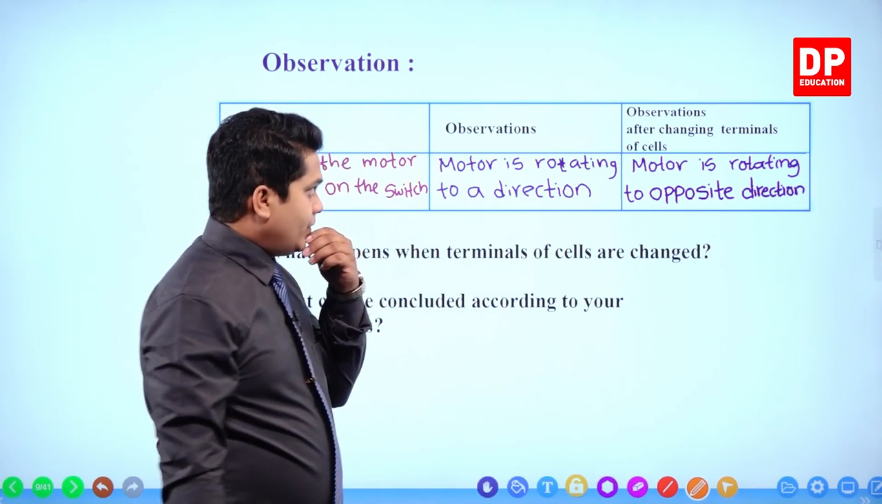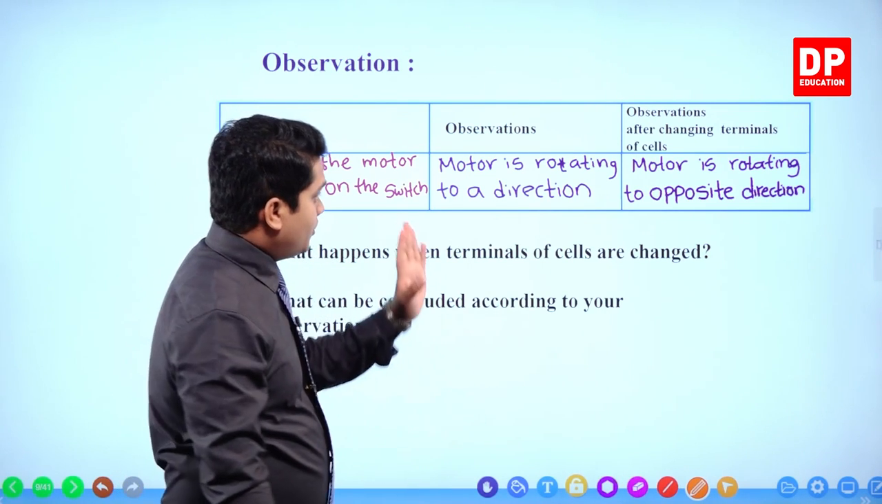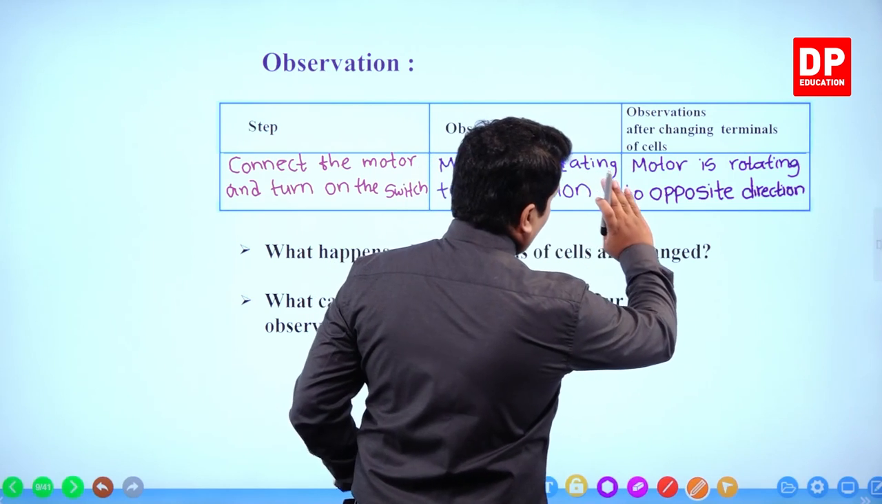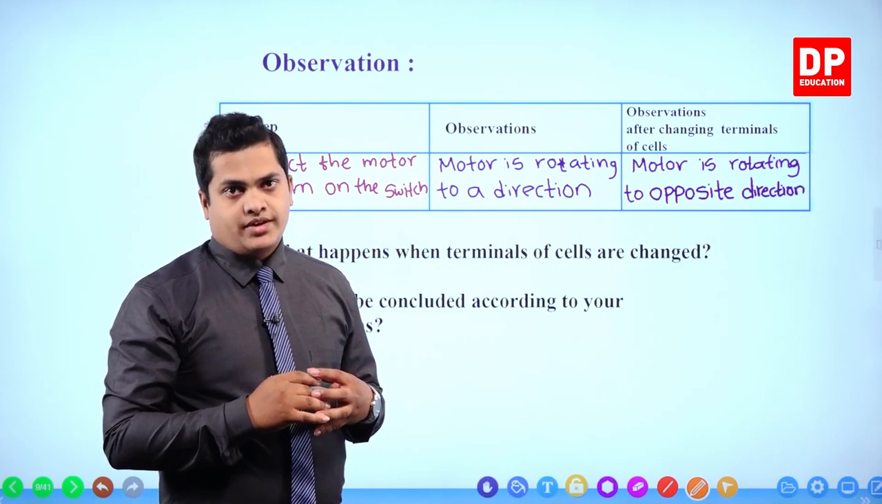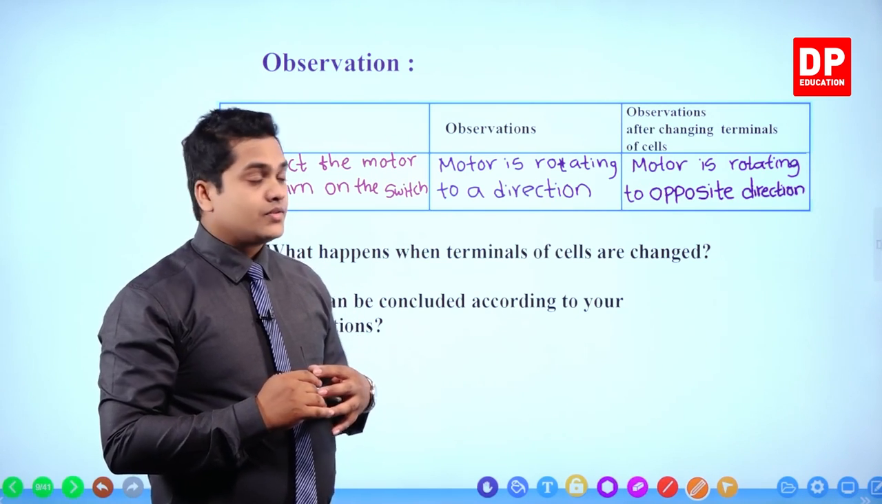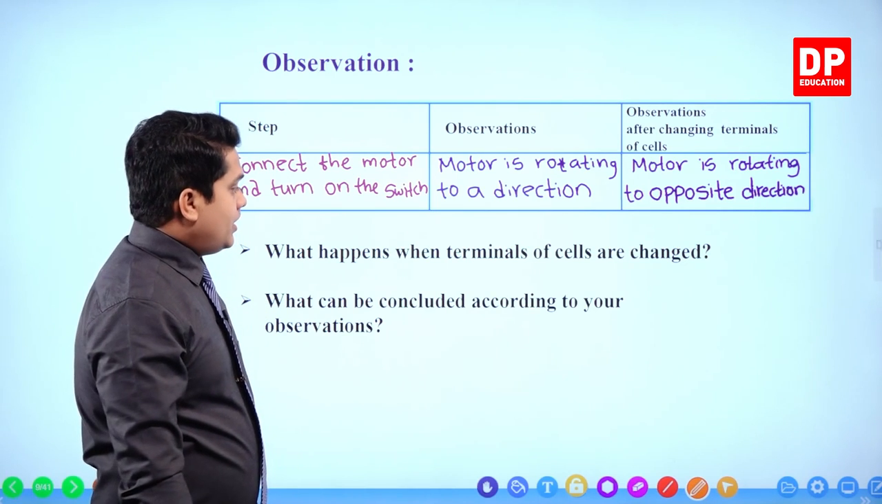Motor is rotating to opposite direction. So here we can say that the motor is rotating to opposite direction. Right? So this is our observation from the activity. Right, my dear children?